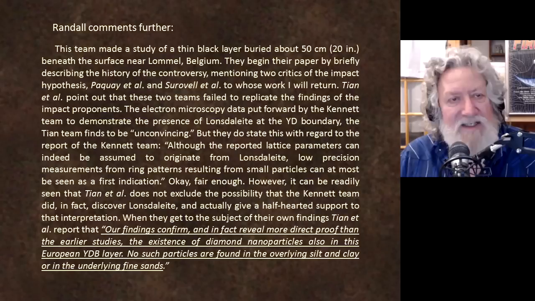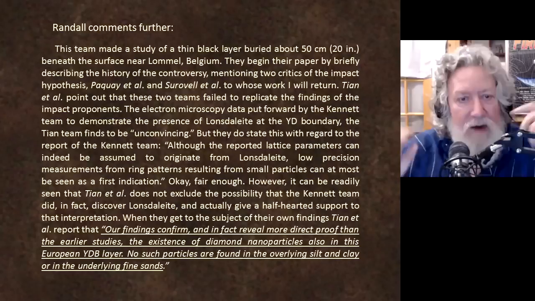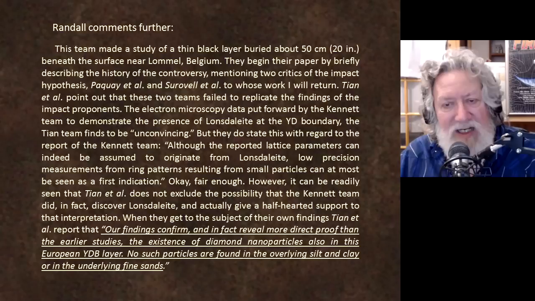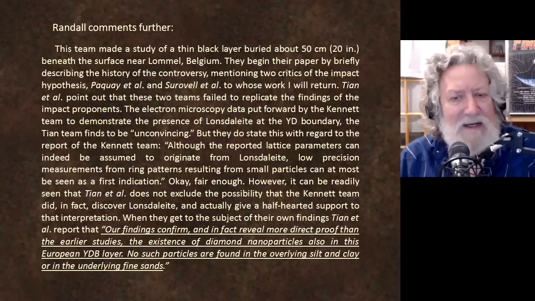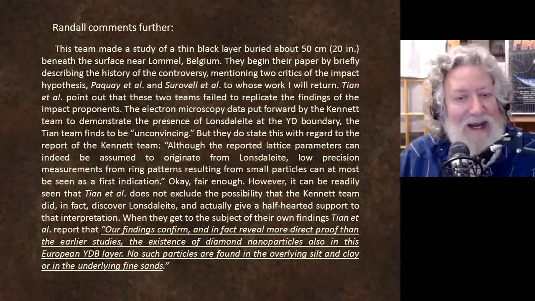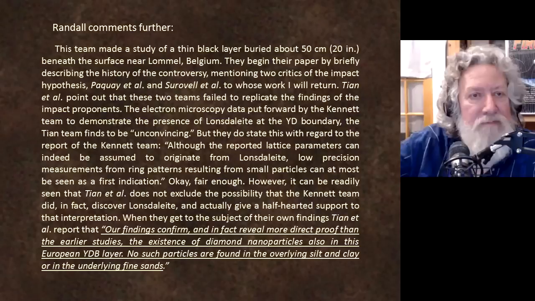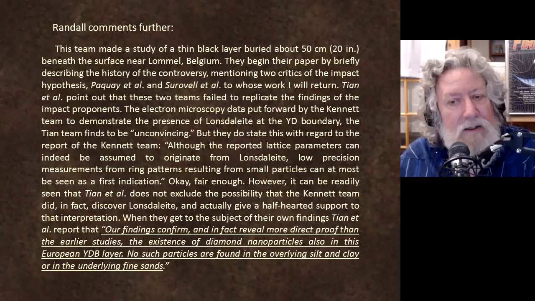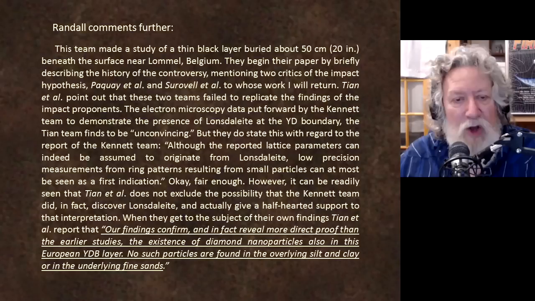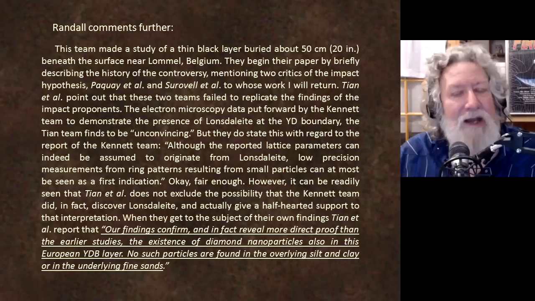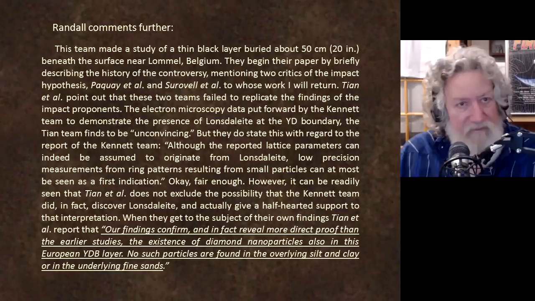The electron microscopy data put forward by the Kennett team, this is Kennett, West, Firestone, these are the proponents, demonstrate the presence of Lonsdaleite at the Younger Dryas boundary. And the Tian team claims that this is unconvincing. But then they go on to state, with regard to the report of the Kennett team, and I'm quoting now, "although the reported lattice parameters can indeed be assumed to originate from Lonsdaleite, low precision measurements from ring patterns resulting from small particles can at most be seen as a first indication." The lattice parameters are how you identify a crystal. So basically they're saying that they're not convinced by the hexagonal nanodiamonds identified by the Kennett team. Fair enough.